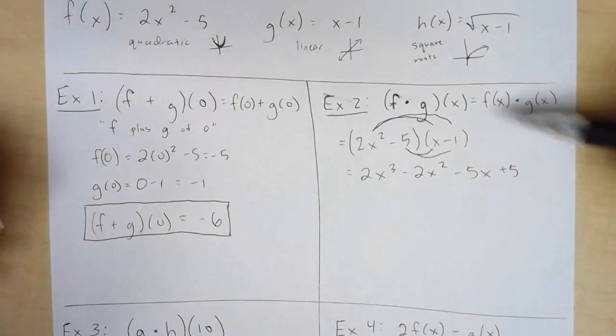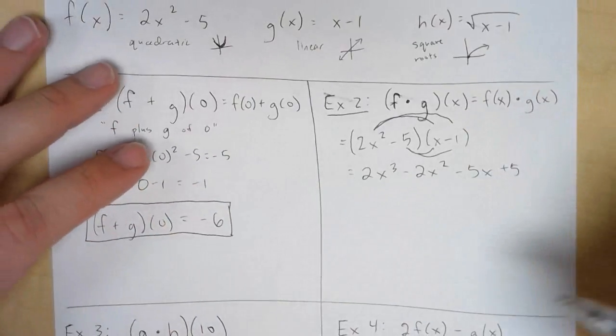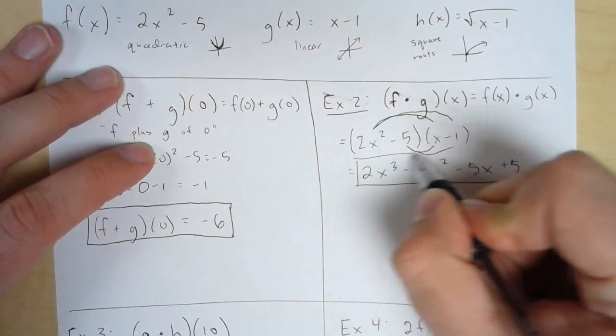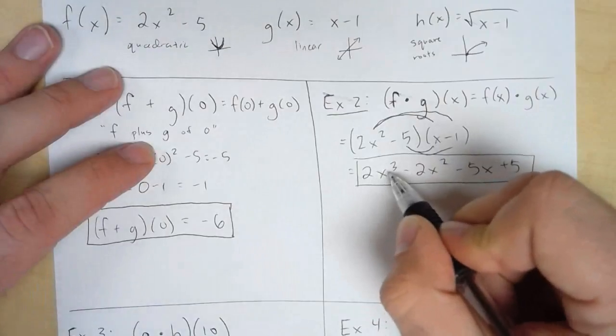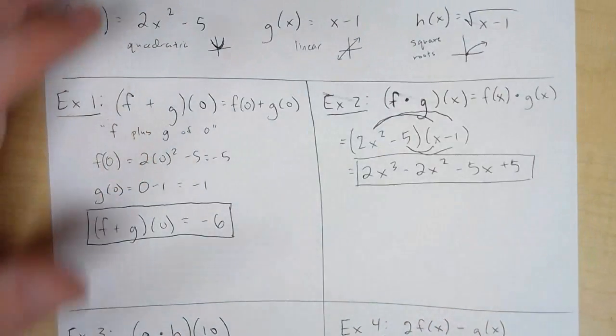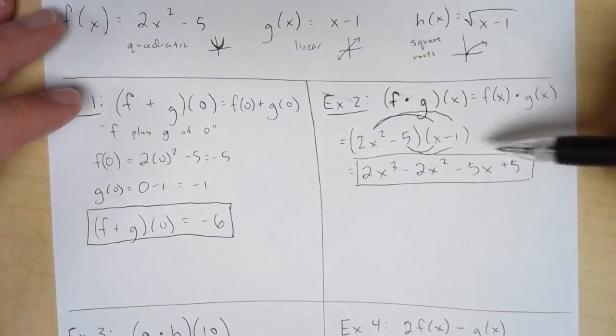And because we're not evaluating, because we just have an x and not a number, we're not going to have any numbers left over. So we can say that this is our final answer, especially as it's written in standard form, which is highest exponent term to next highest to none of them. So this is the correct format. All right, so we just multiply them. So if it says multiply, you just write them out, multiply them.